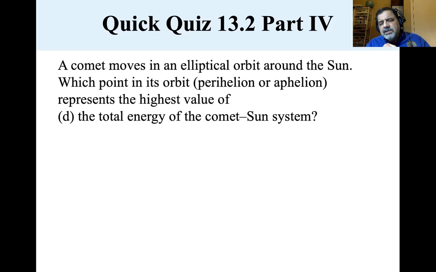In one of my previous videos, I mistakenly said that the total energy is 0. That was a mistake. The total energy is constant, not 0. So at all points, the total energy of the comet is the same. It doesn't change. It's this constant exchange of kinetic energy and potential energy.